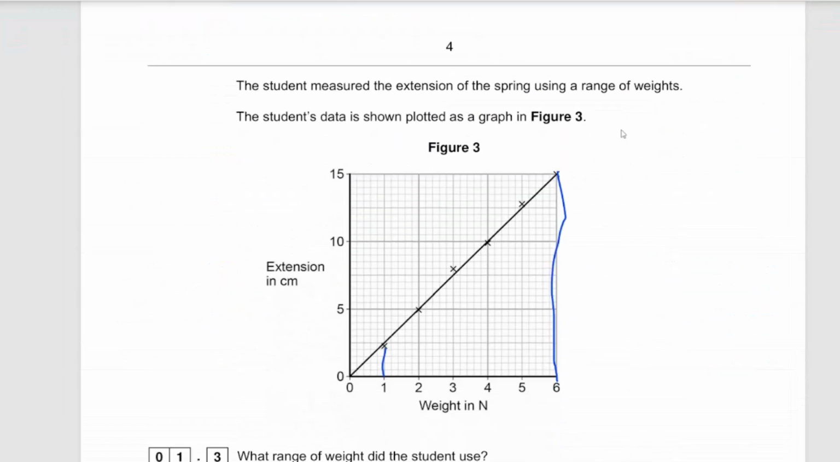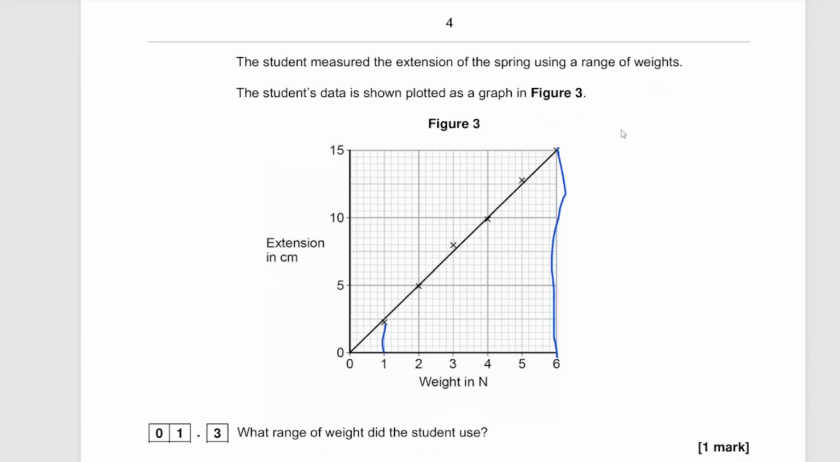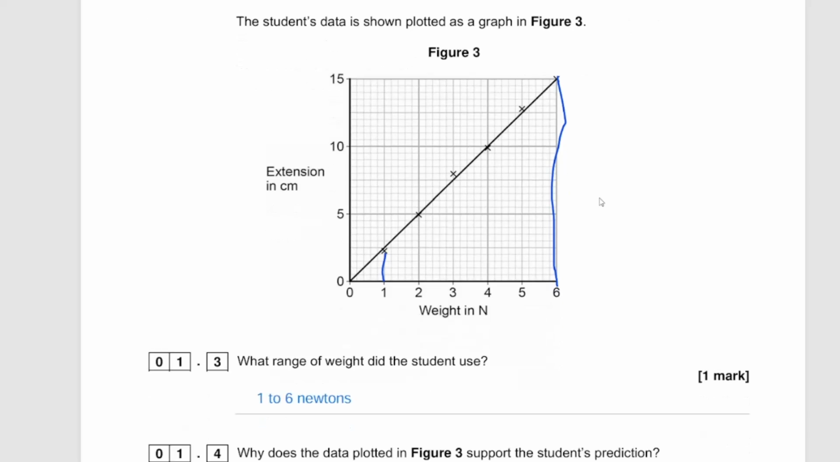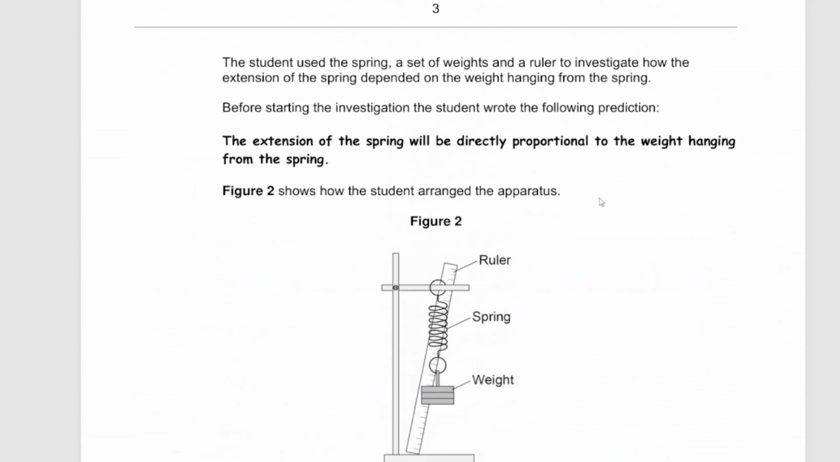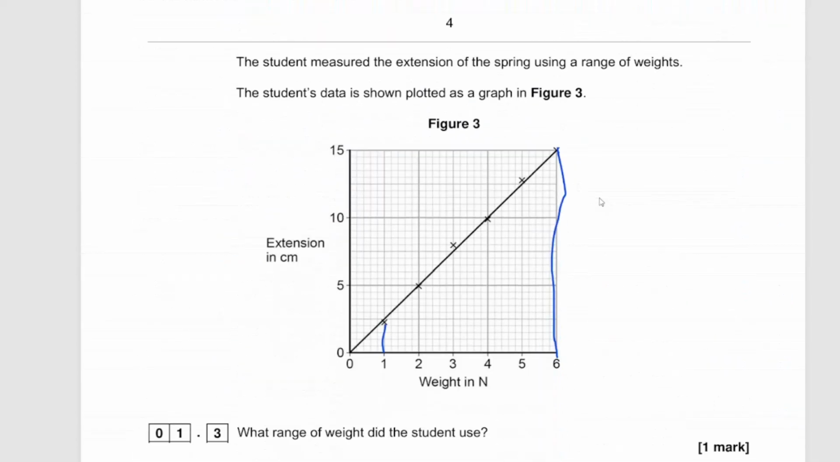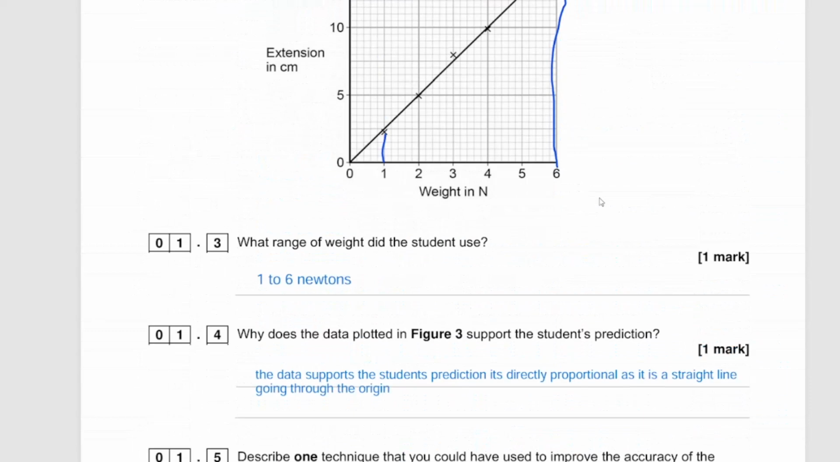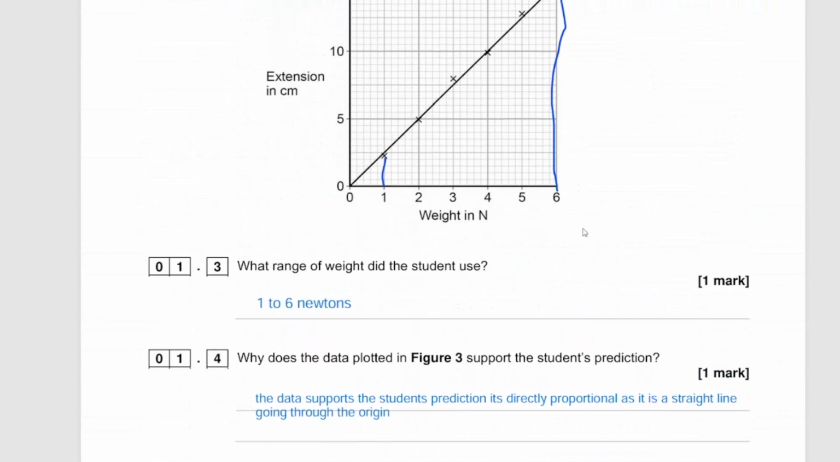And then we're shown a graph of extension against weight in newtons, and we're asked what was the range of weight the students used. Now, as you can see, they didn't actually measure it when it was 0 weight. So you can't say 0 to 6 newtons, and you instead need to say 1 to 6 newtons. And why does the data plotted in figure 3 support the student's prediction? Now, the student's prediction was that it would be directly proportional. And as you may remember from maths, for something to be directly proportional, it's a straight line through the origin. And thus, because this is a straight line through the origin, it supports the student's prediction that it's directly proportional.